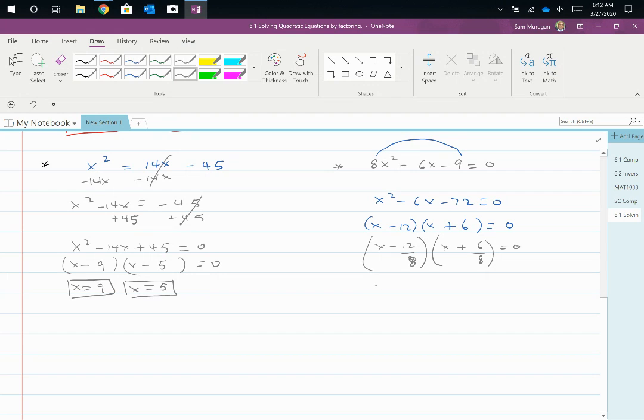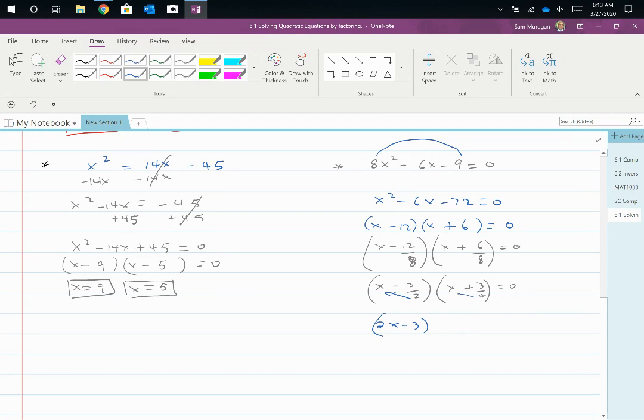Reducing here, I have negative 12 over 8, dividing both numerator and denominator by 4, I have negative 3 over 2, and 6 over 8 reducing becomes 3 over 4. Since these do not divide exactly, I go ahead and slide the 2 up here to give 2x minus 3.